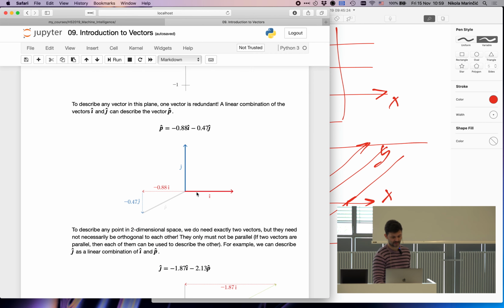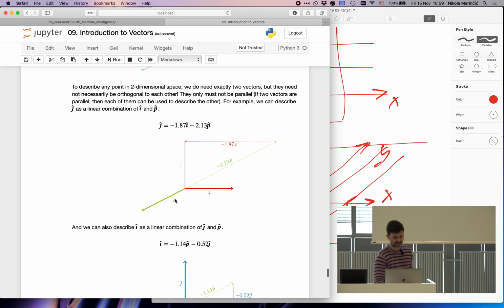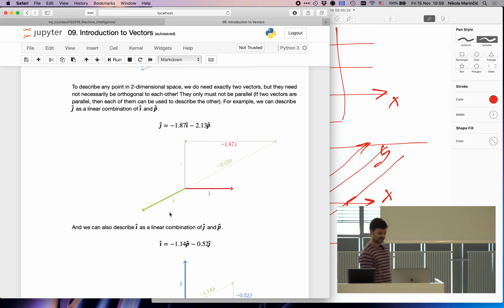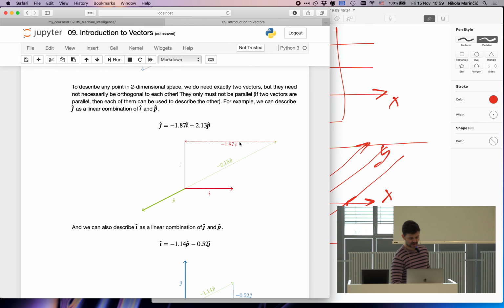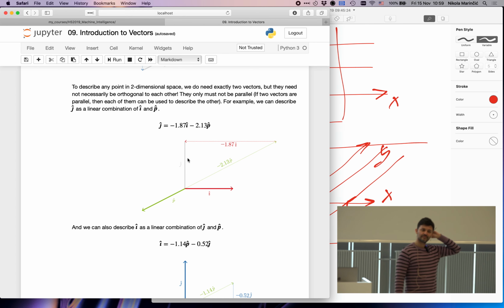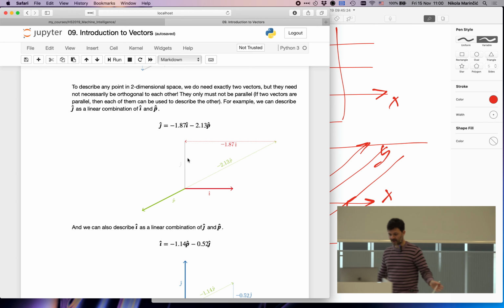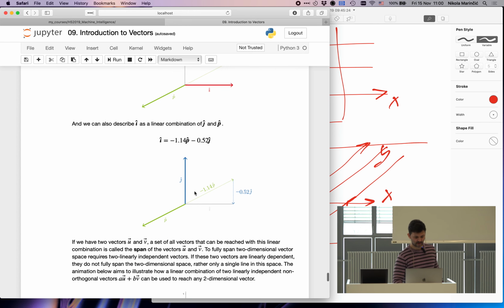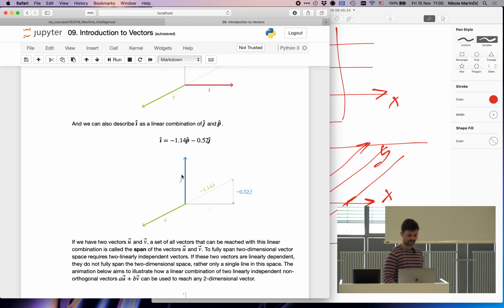But I can do the other thing. So this is what I did. I multiply I by negative 0.88 and J by negative 0.47, and I represent P. But I can also use I and P to represent a space, and in this space we can use I and P to represent J. You see, it doesn't matter which one I take out. You can now use I and P to represent J, or you can use P and J to represent I.